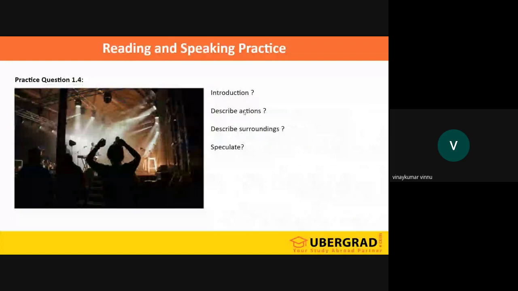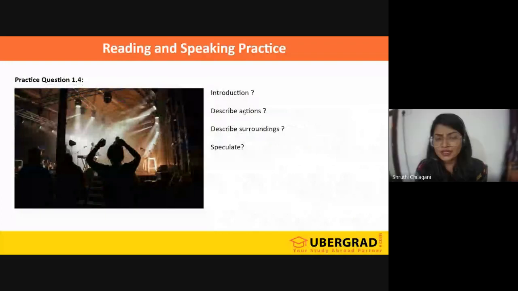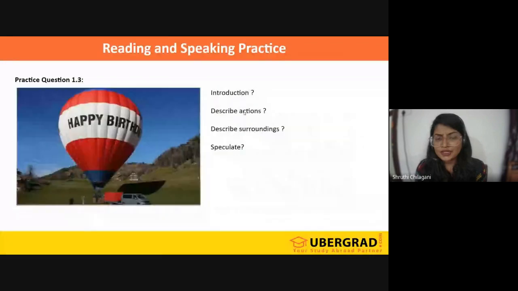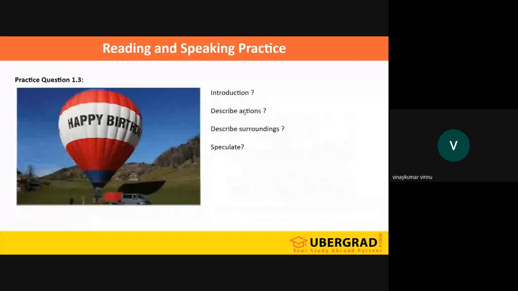In this picture, I can see that there's a music concert going on, where we can see the stage is full of lights, and down below there are people cheering and enjoying the music, and we can see there's a singer on the stage. I'm seeing a happy birthday image. So we can see that all the people were cheering up.